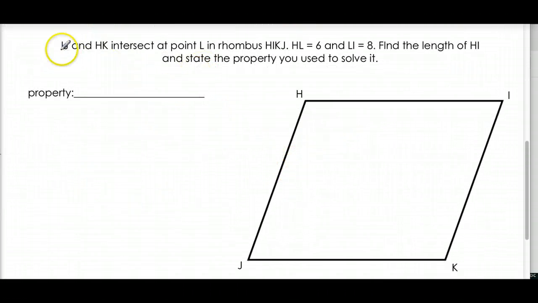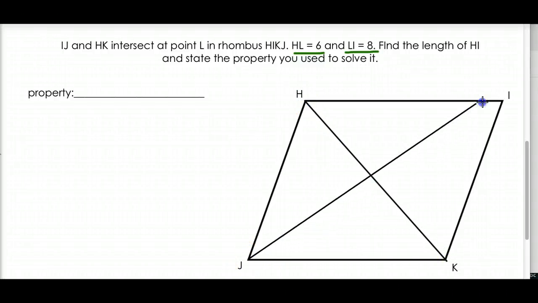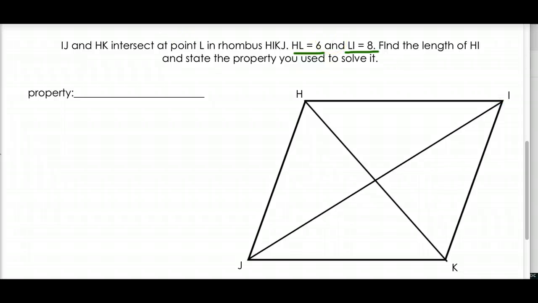All right, final question. IJ and HK intersect at point L in rhombus HIKJ. HL equals 6 and LI equals 8. Find the length of HI and state the property used to solve it. Well, they didn't draw our diagonals for us, so let's do that ourselves. We got HK and JI. You should be drawing it with a protractor. And we got angle L right here. We know HL is equal to 6 and LI is equal to 8. We want to find HI, which is this side right here.